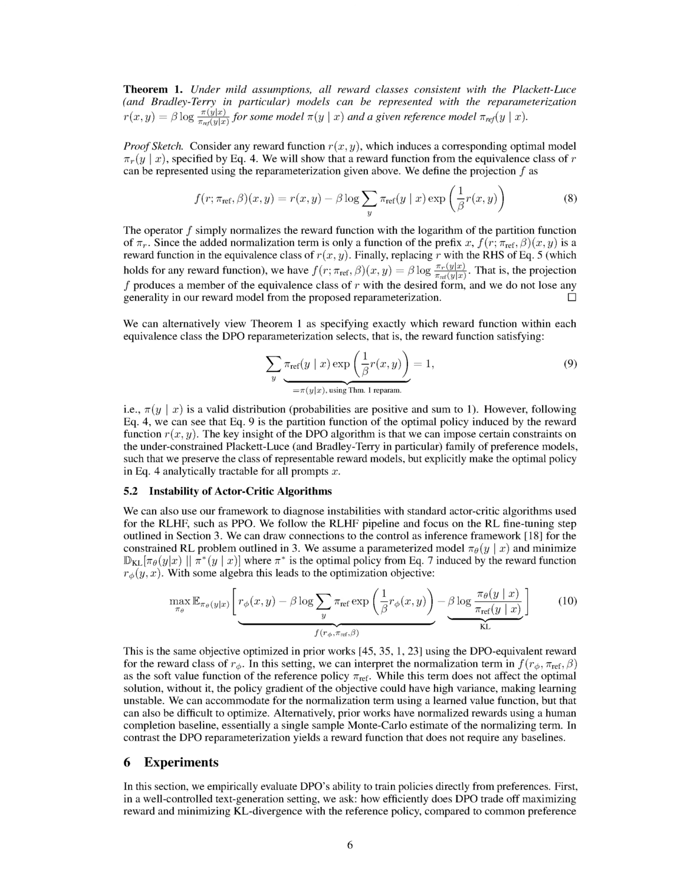Section Summary. In this section, the authors provide a theoretical analysis of the DPO method and its advantages over actor-critic algorithms. They explain that the optimization objective of DPO is equivalent to a Bradley-Terry model with a reward function, and they show that all reward classes consistent with the Plackett-Luce and Bradley-Terry models can be represented using a specific reparameterization. This reparameterization allows for the exact recovery of the optimal policy and ensures that the optimal policy is analytically tractable for all prompts.